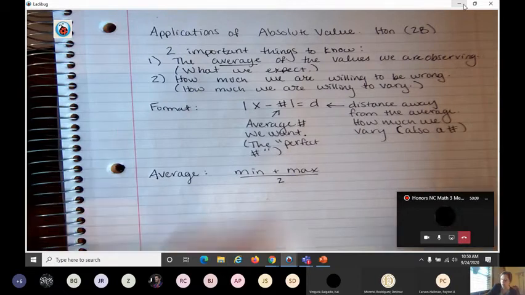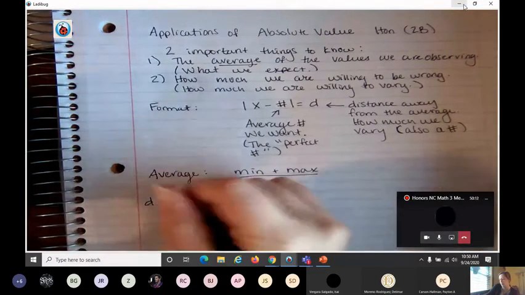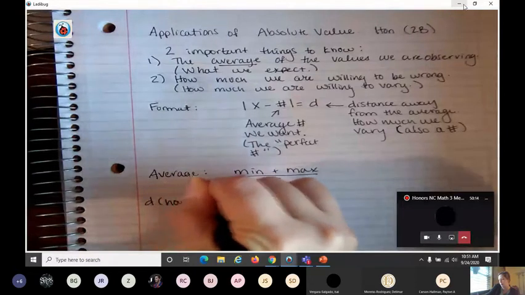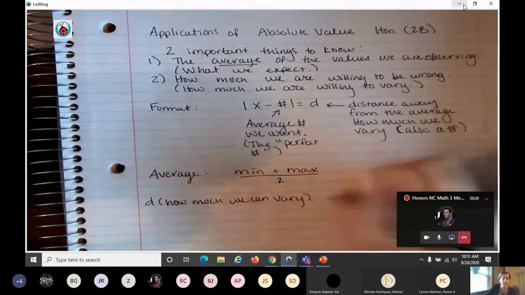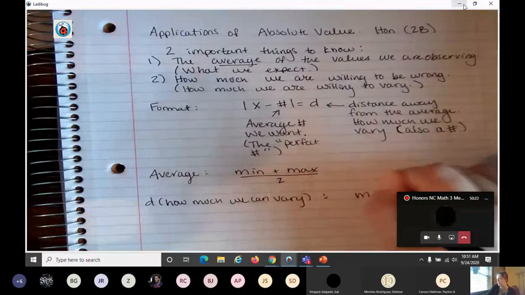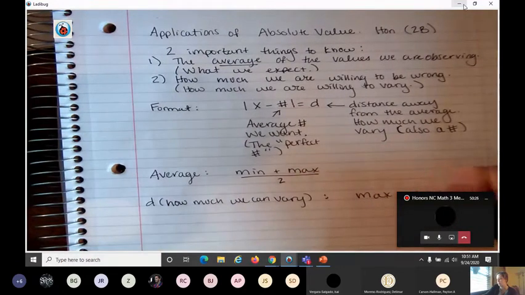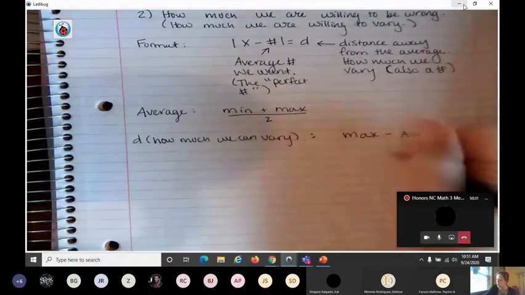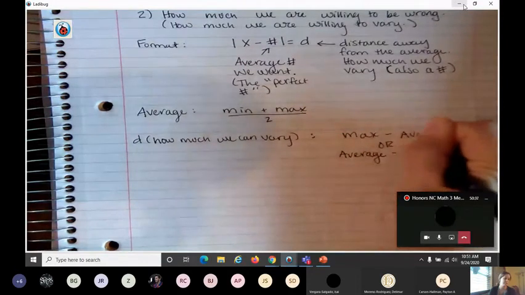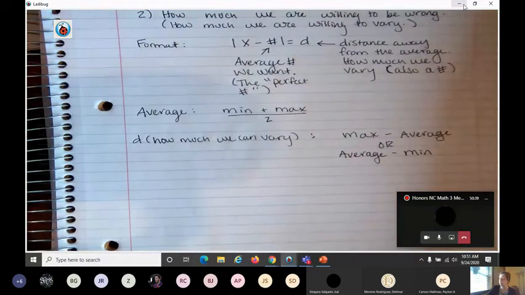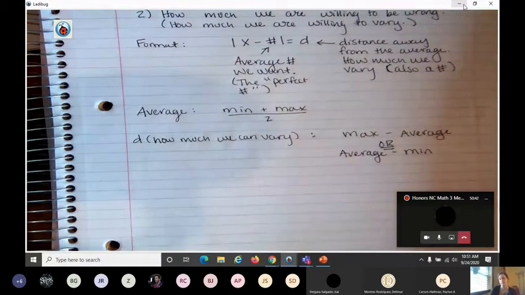The D value, which represented how much we can vary, is going to be calculated by taking the max and subtracting the average from it. Oops, you guys can't see. I'm sorry. Or you could take the average and subtract the min. Okay, both of those are options. So what questions do you guys have before we move on?